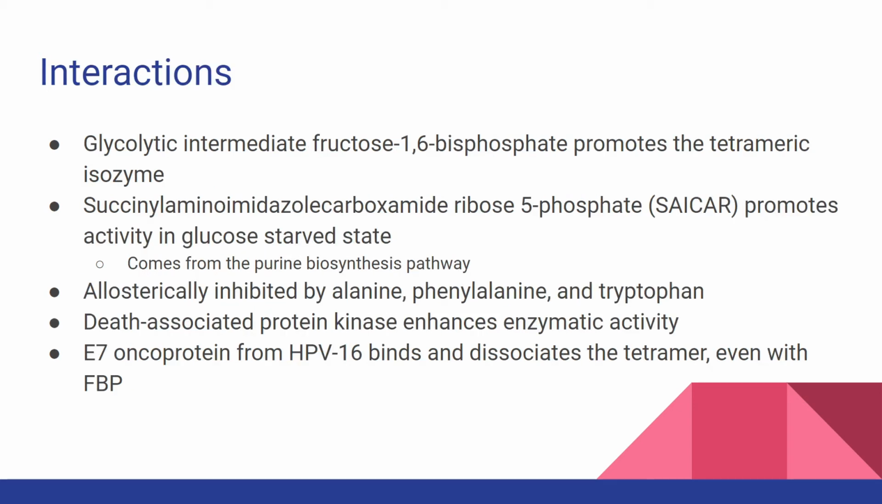PKM2 also has a multitude of additional interactions. The glycolytic intermediate fructose 1,6-bisphosphate is an allosteric activator which promotes dimerization of the dimer into the tetramer. An intermediate from the purine biosynthesis pathway also promotes normal pyruvate kinase activity when the cell is starved for glucose.